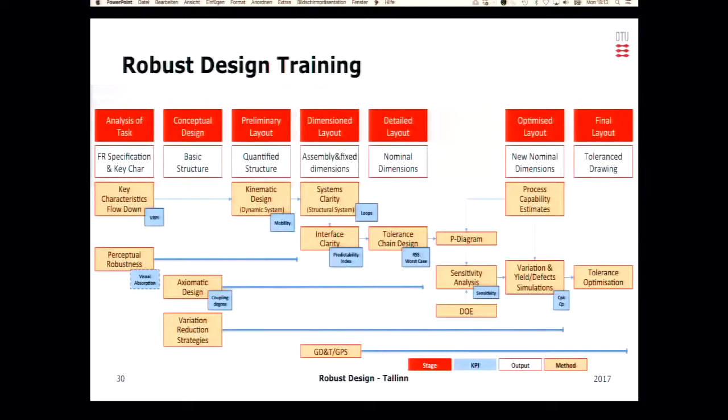Now, when we do our robust design training and work, these are just two things that I've taught you so far, interface clarity and kinematics clarity. We actually have a full list of different tools and methods all the way across.